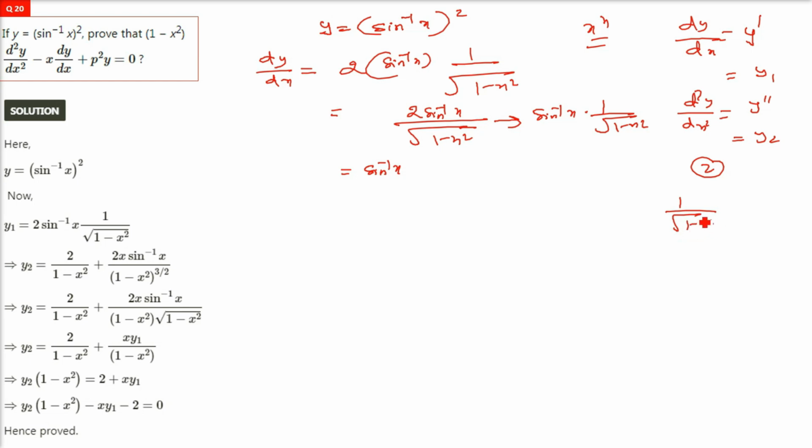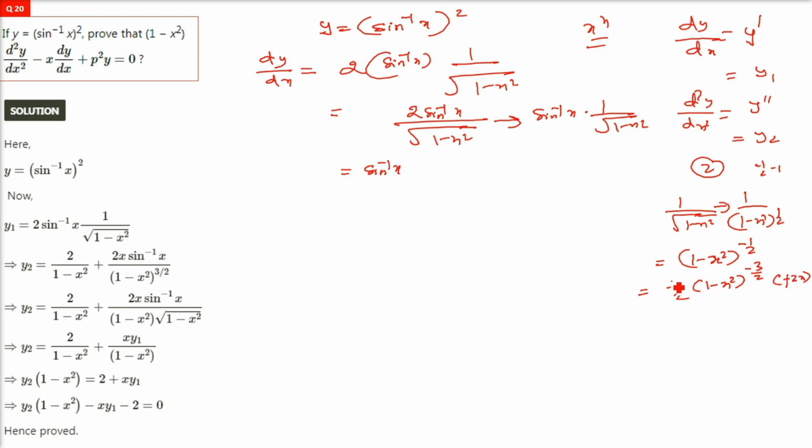It is nothing but 1 by 1 minus x square to the power half. When it goes up, it will be 1 minus x square to the power minus half. When we differentiate it, it is going to be minus half into 1 minus x square to the power minus half minus 1. Minus half minus 1, if you add, it is going to be minus 3 by 2. And then differentiation of 1 minus x square will be minus 2x. So this is the final result.